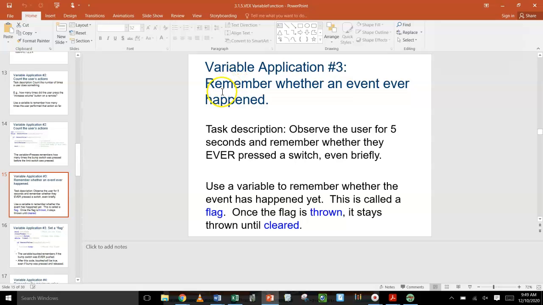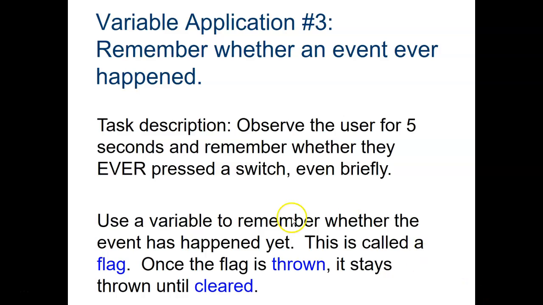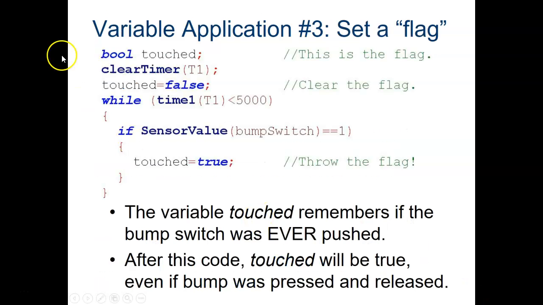Remember, if you want to know whether an event ever happened, you can use what's called a flag. If you throw a flag, you can tell. So here's an example. We're going to create a variable called touched, and bool means it's true or false. So they made it false to begin with. They're going to run this code right here for 5 seconds. So for 5 seconds, if you push the bump switch, then you turn it to true. Then, no matter what's happening, when this program is all over, you can check the value of touched to see if it was true, to see if something ever happened.